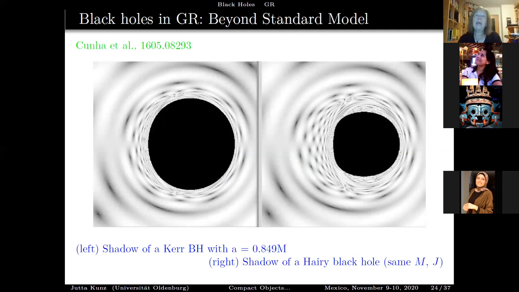And then one can look at the shadow, of course. The shadow is what is observed. So let's have a look at the shadow of these objects. And here for comparison, this is a Kerr black hole shadow for these parameters. Now let's take the same mass and the same angular momentum and look at the corresponding hairy black hole. And then you see the shadow is quite different, right? So it's smaller because there's quite a bit of mass outside. So the horizon mass is smaller than the total mass. And it's also more quadratic. It looks more quadratic. So this might possibly be discerned depending on rotation.